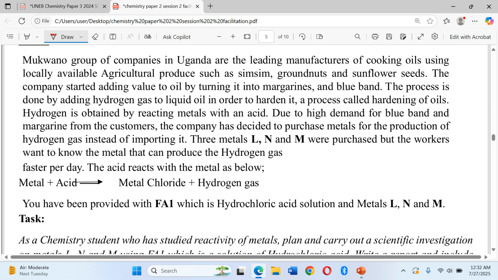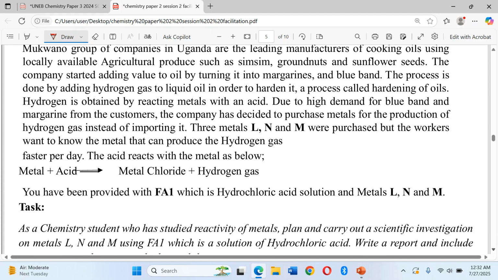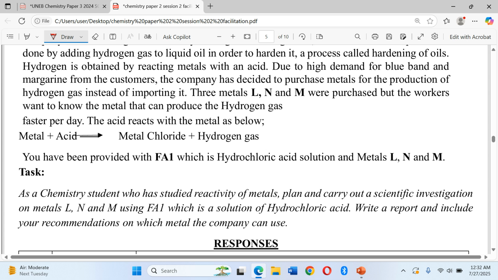You are provided with Fa1, which is hydrochloric acid solution, and metals L, N, and M. Task: as a chemistry student who has studied reactivity of metals, plan and carry out a scientific investigation on metals L, N, and M using Fa1, which is a solution of hydrochloric acid. Write a report and include your recommendations on which metal the company can use.